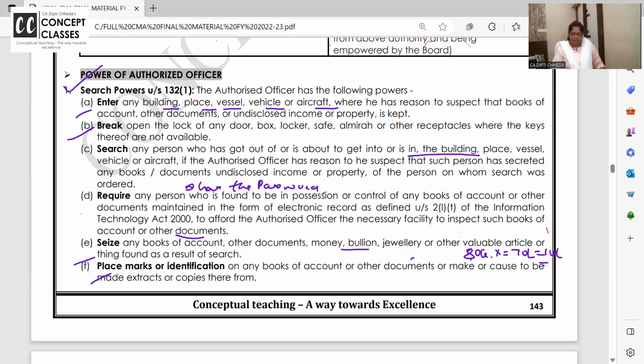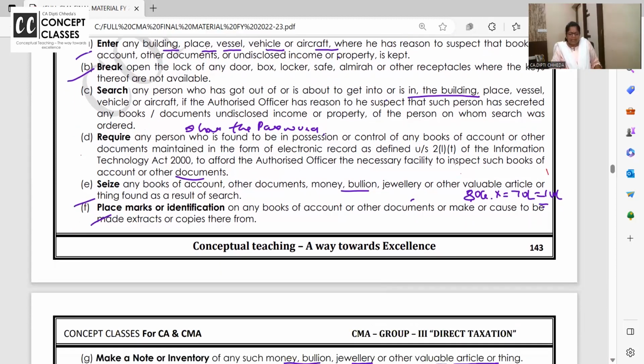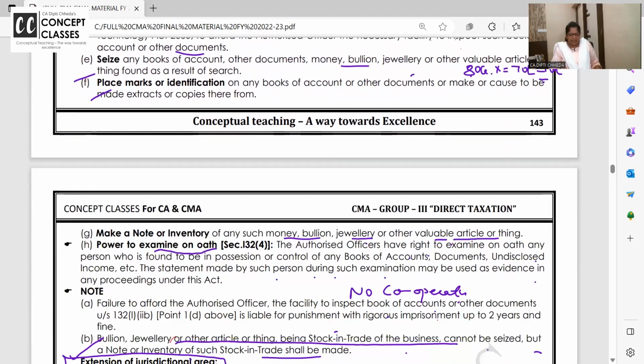They can require the person who is found to give control of all the books. So whoever is the SSE, he needs to hand over all his laptop, tabs, mobile phones, passwords and all. Yes, the password of their accounting software and the passwords of their social media accounts, everything has to be given. They can seize the books of accounts, money. They can place marks of identification.